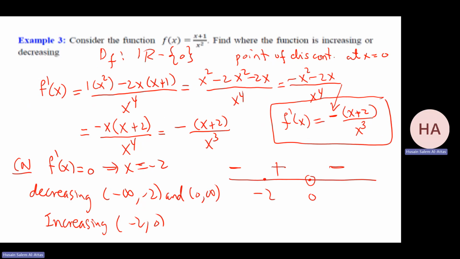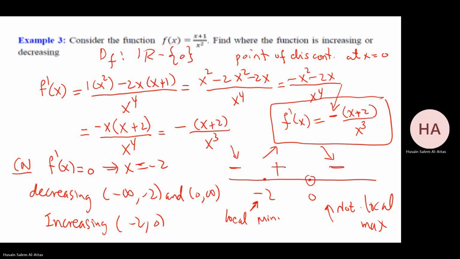This one I need to be careful. Yeah, this is decreasing, then increasing, then decreasing. I have a local minimum here. But here, no local maximum. It's not a local maximum. Why? Because it's not defined. The function is not defined at 0. So it's not a local maximum.